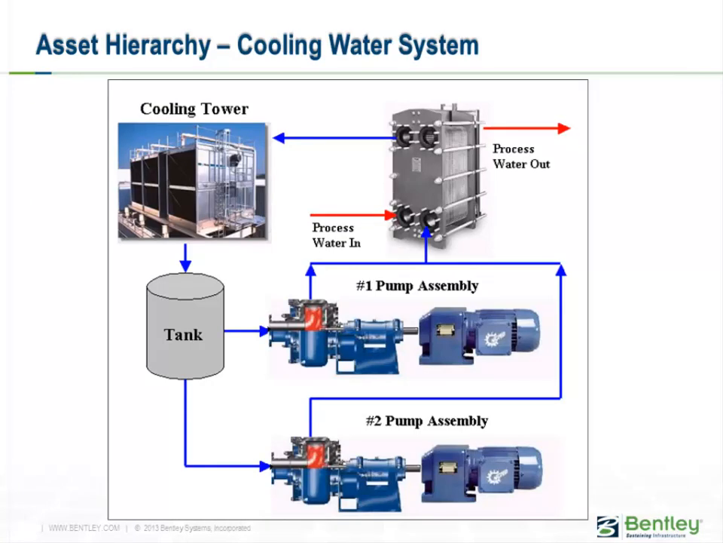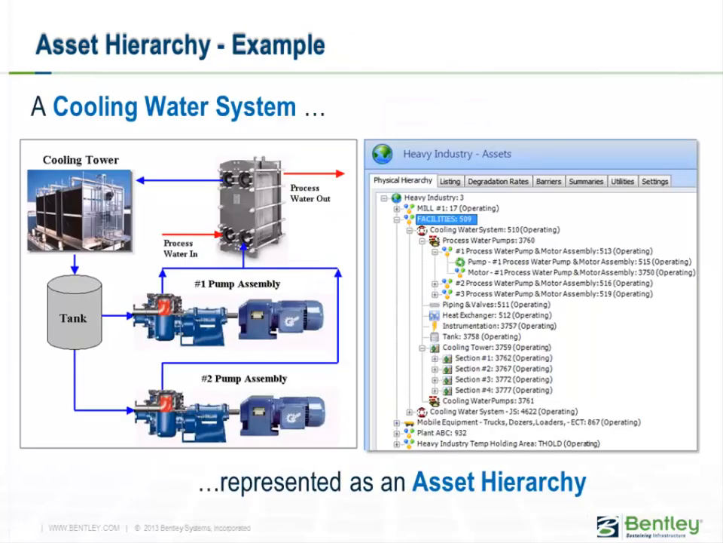Here is another example of a hierarchy. This is an example of a cooling water system. It includes a tank, several pump assemblies, pipes and valves, etc. In APM, these assets are represented in a hierarchy.